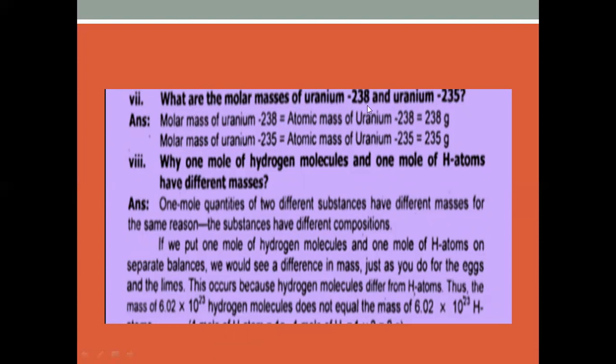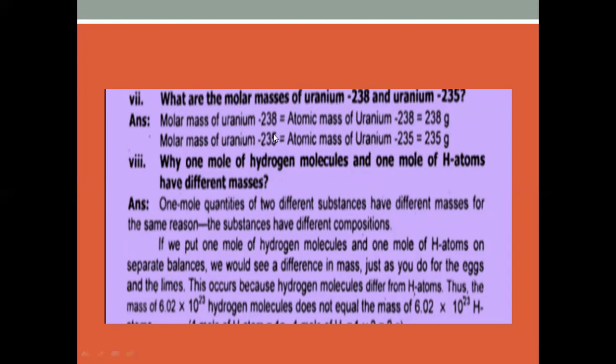You know that isotopes have the same atomic number but different mass numbers. So 238 and 235 are the mass numbers of uranium. The molar mass of uranium-238 is understood: the atomic mass of uranium-238 is 238 grams, and uranium-235 is 235 grams, because the names of the isotopes are on the basis of their mass number.